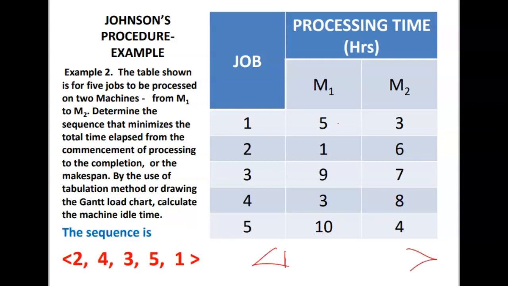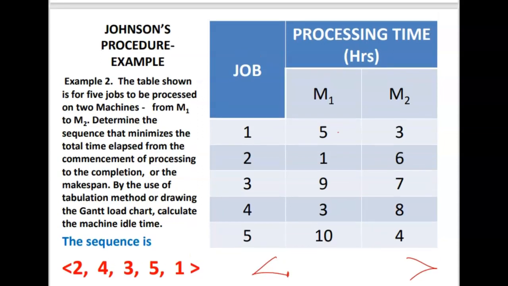So that means we are going to place it here. It's going to be job 2. So job 2 will be placed here. Now we take this out. Then you look at the next minimum processing time. After 1, anyone? No, 2. The next one is what?